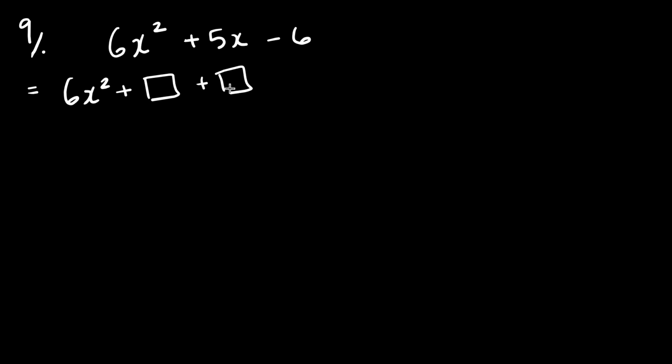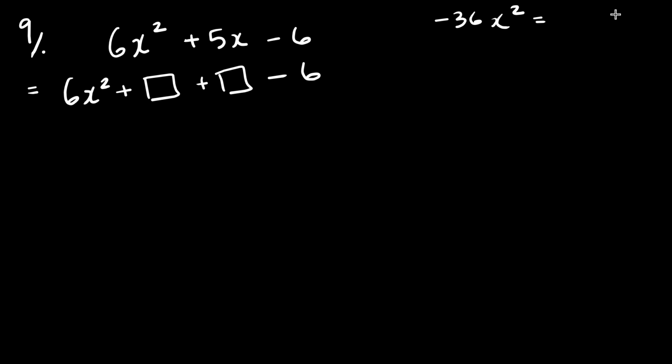6x squared plus 5x minus 6, right? Same process. We need to rewrite this as a 4-term quadratic. To do that, we're going to multiply the first by the last term. 6 times negative 6 is negative 36x squared. And we need the factors here that sum to 5x.